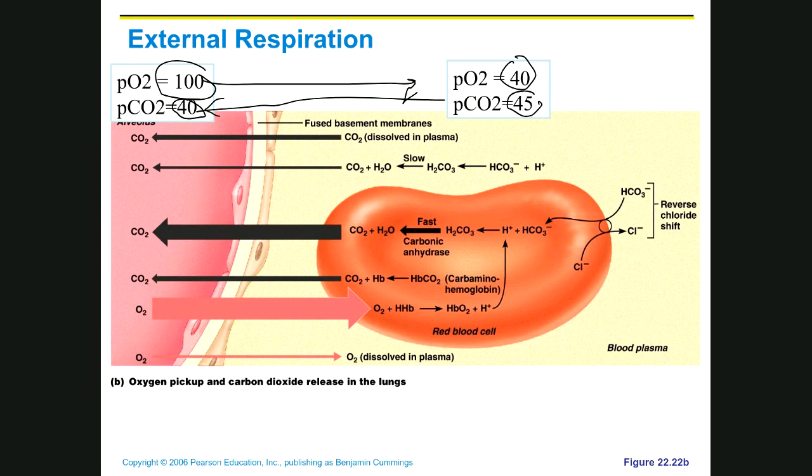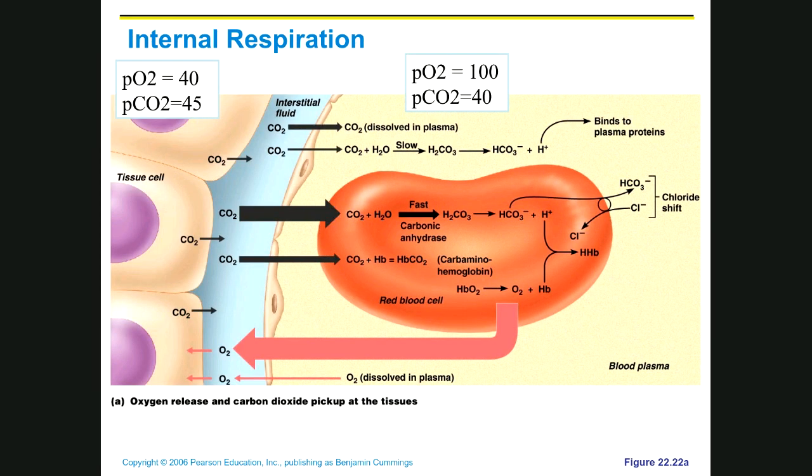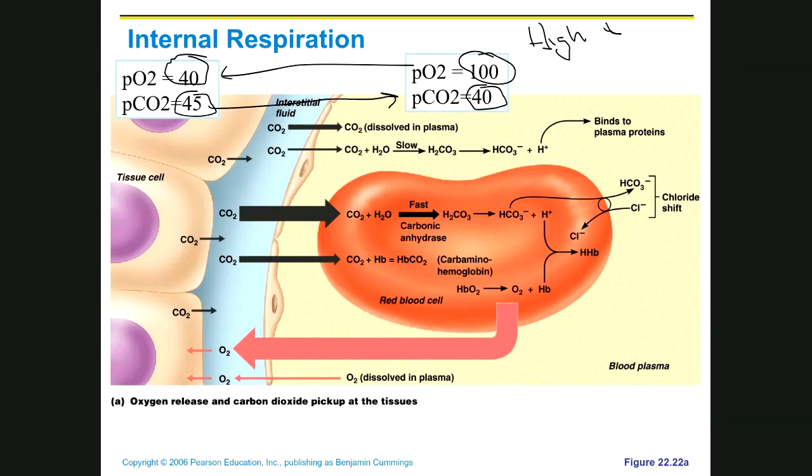Same thing over here, internal. If we look at the gradient for oxygen, it goes this way. But if we look at the gradient for carbon dioxide, it goes this way because it always goes from high to low. Any questions? Make sense?